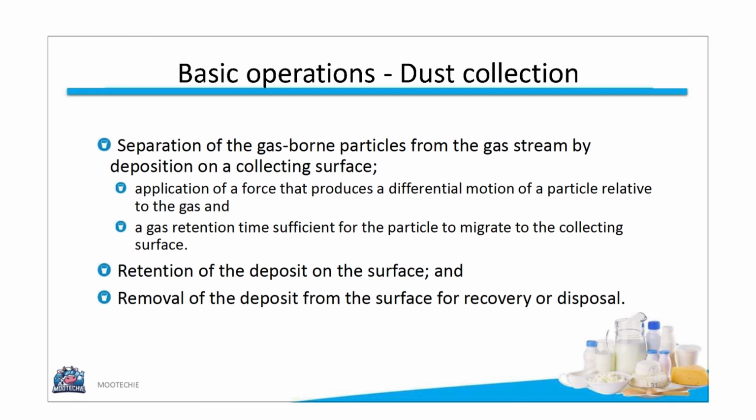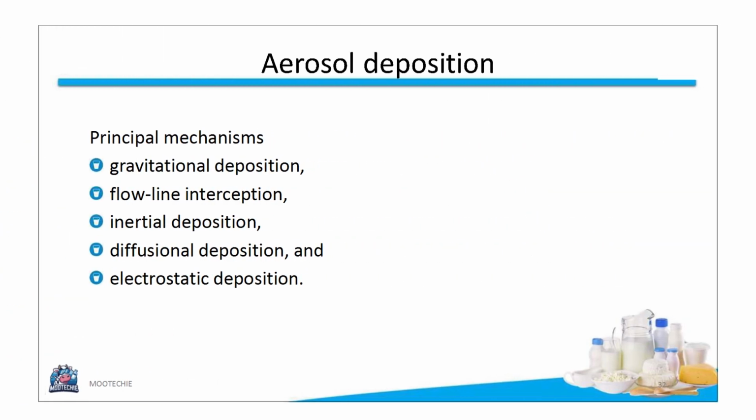The basic operations of dust collection involve a few key steps. First, separating the gas-borne particles from the gas stream by depositing them on a collecting surface. This requires applying a force that produces differential motion of the particle relative to the gas and allowing sufficient gas retention time for the particle to migrate to the surface. The process also involves retaining the deposit on the surface and finally removing the deposit from the surface for recovery or disposal. The principal mechanisms for aerosol deposition include gravitational deposition, flow line interception, inertial deposition, diffusional deposition, and electrostatic deposition.